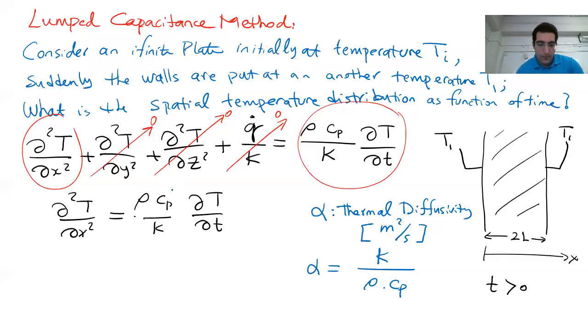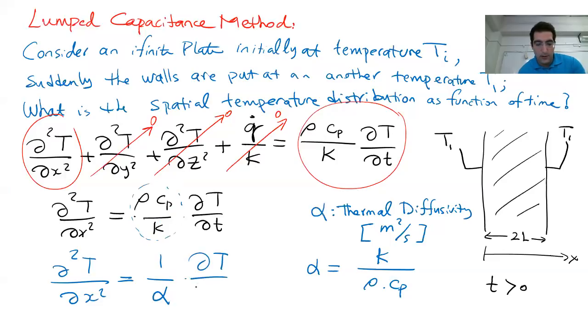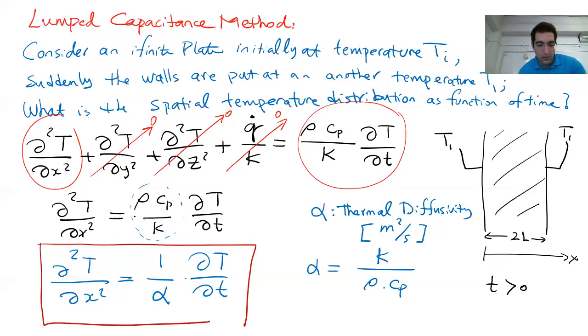So we can use the alpha in this term, which is the reverse of alpha. So our governing equation in simple form would be second derivative of temperature with respect to x equal to 1 over alpha, instead of rho Cp over K, del T over del t. So this is going to be the main governing equation for solving transient conduction problems.